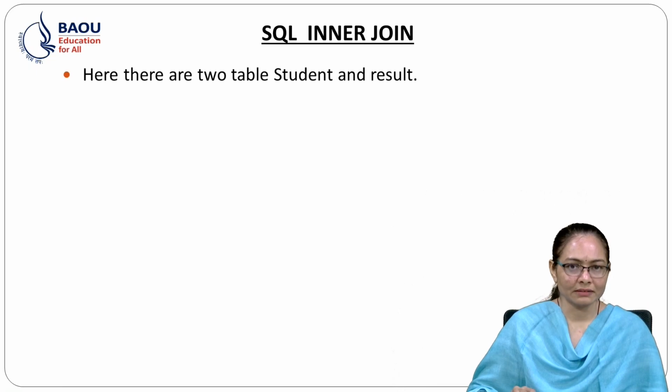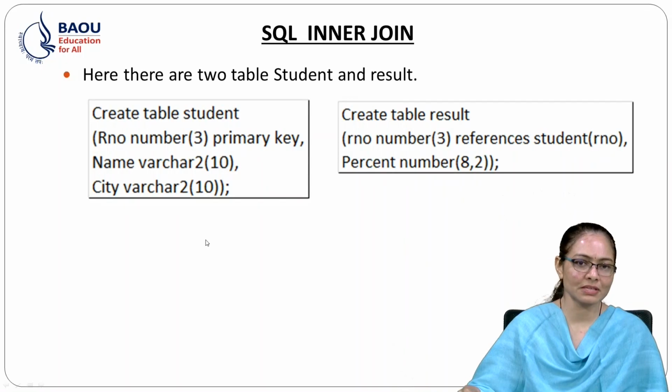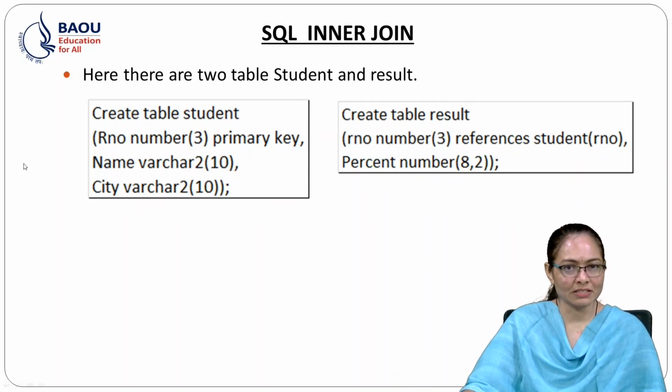Now understand the SQL inner join with an example. Here there are 2 tables, student and result. Based on these 2 tables, we can learn about the join clause. See how to create the tables and the relationship between the tables using the join. For learning the join query, the tables in a join must be related to each other. Now create the table student with the primary key. The same is for the result table. Create the result table with the reference key.